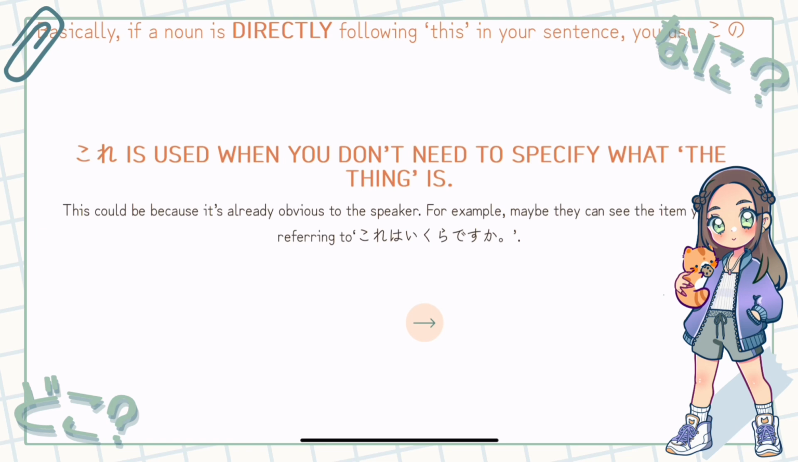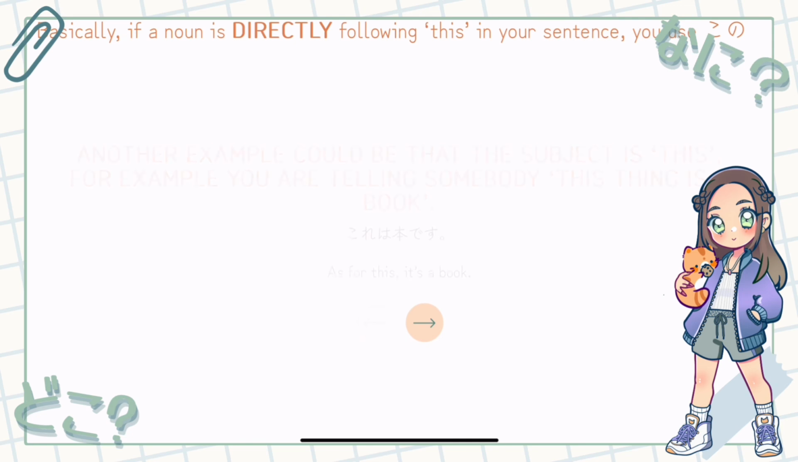Kore is used when you don't need to specify what the thing is. This could be because it's already obvious to the speaker. For example, maybe they can see the item you are referring to. Kore wa ikura desu ka? Say I'm holding a pencil and I want to know how much it is. Kore wa ikura desu ka? How much is this pencil? Kore wa nan desu ka? What is this thing? I don't know.